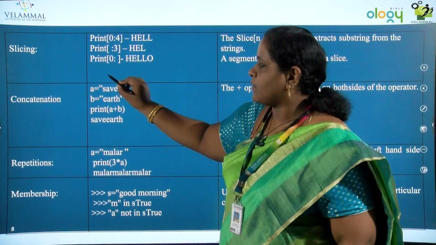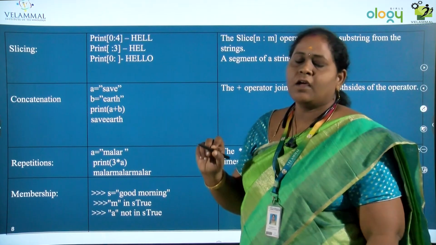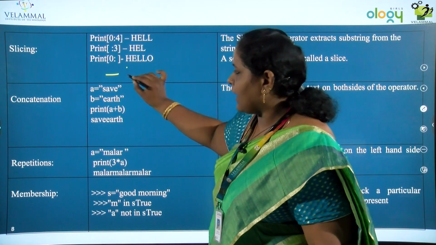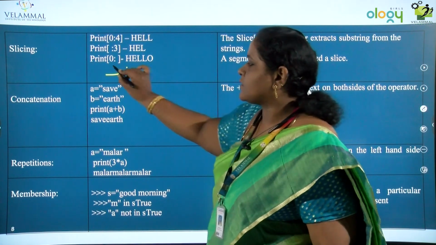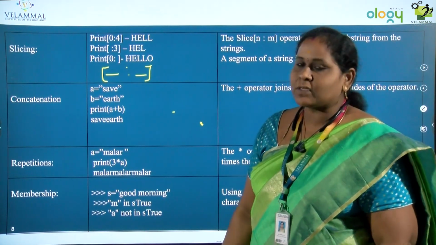So for slicing you will be using the start value. For this slicing operation, you'll be using the start value followed by the colon, and you'll be ending with your end value, which is going to be enclosed within your square brackets. This is the format for representing your slicing operation.